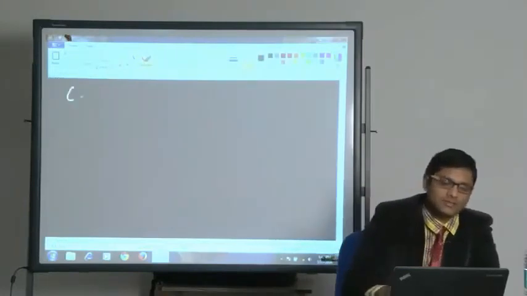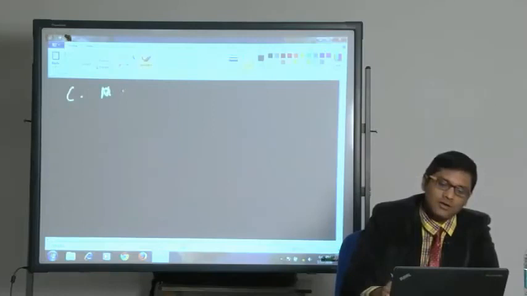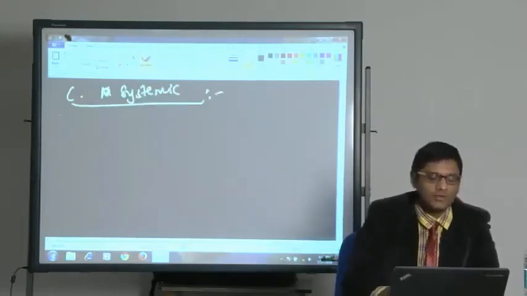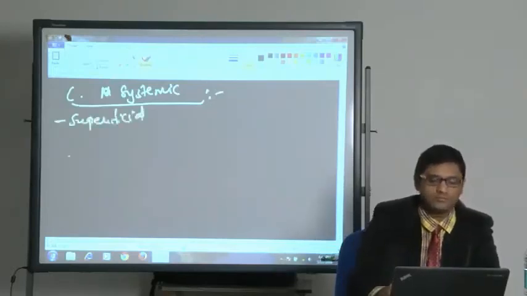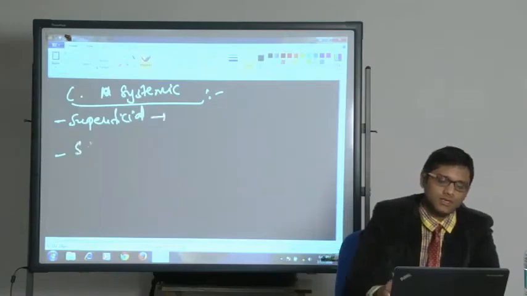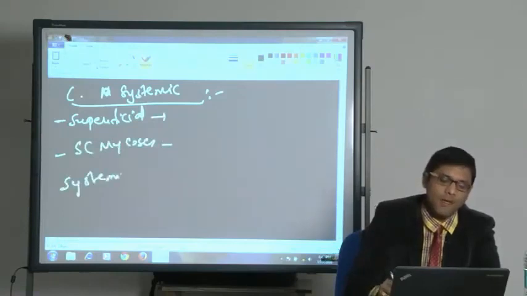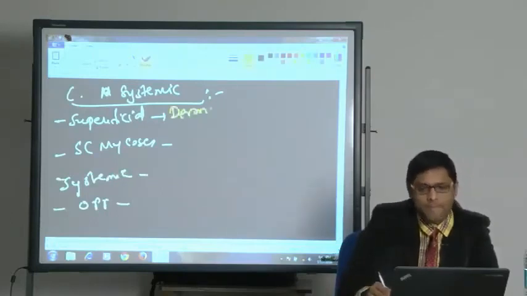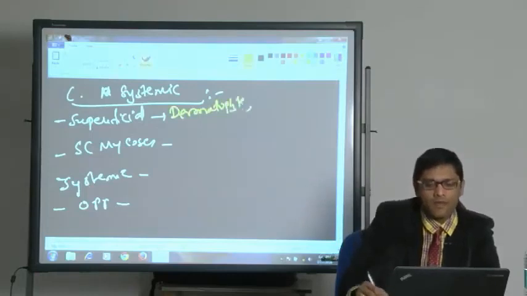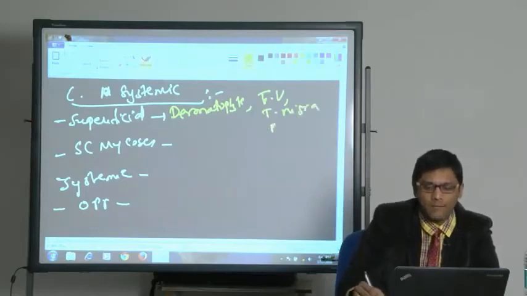The third classification is based upon the disease they produce, that is systemic classification, under which fungi can be classified as superficial mycosis, subcutaneous mycosis, systemic and opportunistic mycosis. Superficial mycosis, you have dermatophyte, Tinea versicolor, Tinea nigra and Piedra.